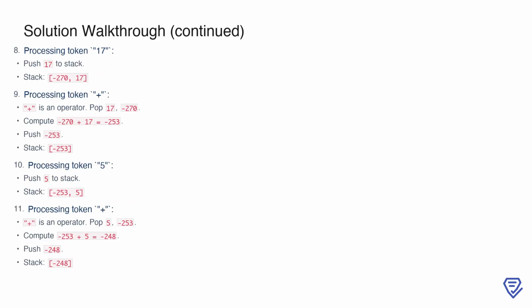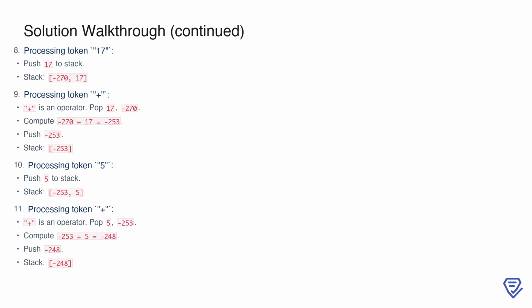Now, the token 17 is processed. Since it's a number, we convert it to an integer and push it onto the stack, resulting in -270, 17. Then, the token plus is encountered. This is an operator, so we pop the last two numbers from the stack, which are 17 and -270. We compute the addition -270 plus 17, which equals -253, and push the result back onto the stack. The stack now contains -253.